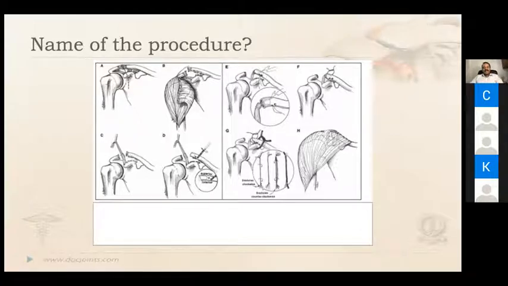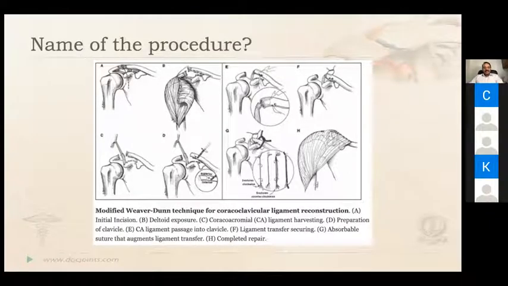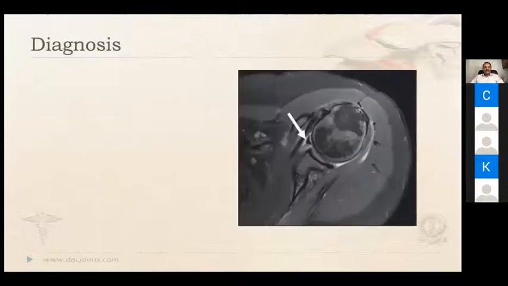Has anyone seen this? It's called a Weaver-Dunn procedure or a Weaver-Dunn technique. Okay, I'm sure some of you would have seen it. It's still being done, but surgeons have a propensity to go for arthroscopic nowadays. Fine. Or you can use the hook plate.